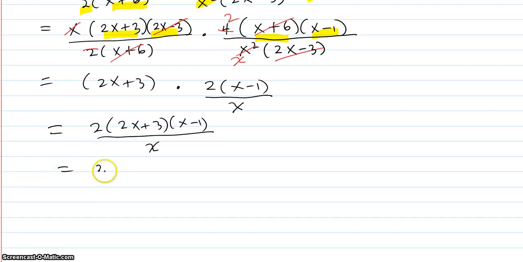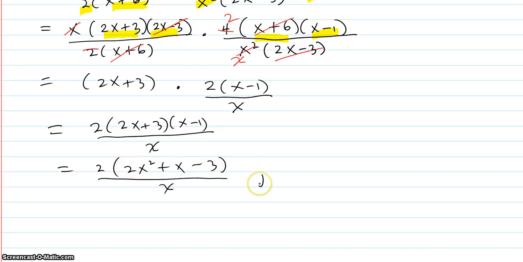Multiply that together. Be careful about everything, one step at a time. 2x squared plus 3x minus 2x is plus x, minus 3, over x. They might multiply the 2 in there, they might not.